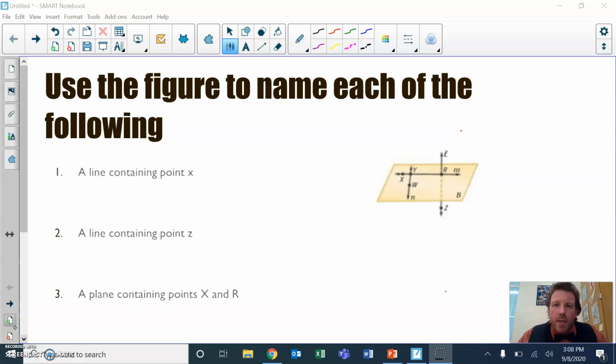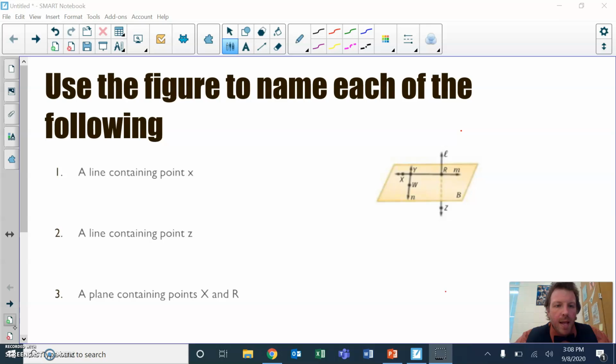Welcome. What I want to talk about today is just how to name different things inside of planes and with points, lines, and segments and rays. Okay, so I got a few problems that I want to do. Our first set of problems go with this plane that is located here on the right-hand side. We're going to use this figure to name each of the following, okay?